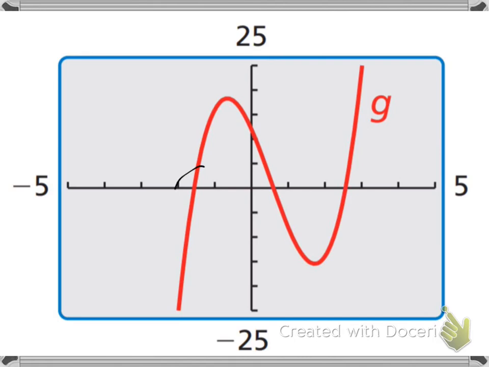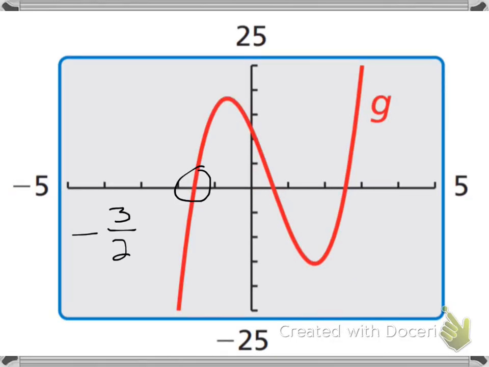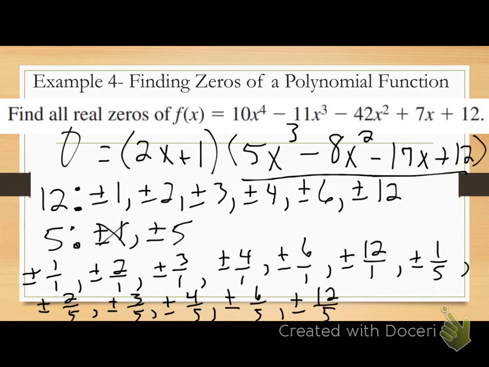So let's look at the first one. What value does that look like it might be? Negative 1.5. So what would that be as a fraction? Negative 3 over 2, right? Is negative 3/2 on my list of possible solutions? It is not. So do you think I'm going to test negative 3/2? No. It's crossing between negative 1 and negative 2, correct? Right there. Is there any number on my list of possible solutions that looks like it might be between negative 1 and negative 2?